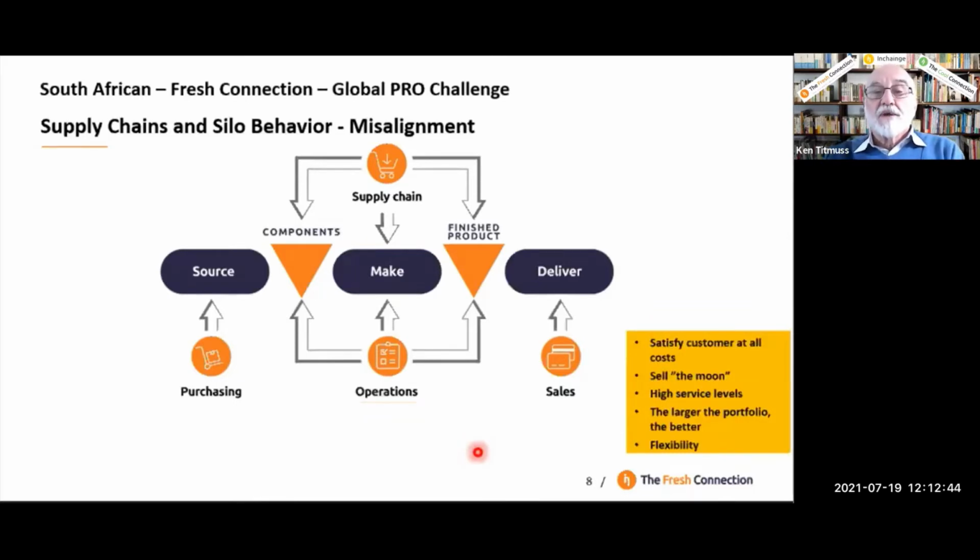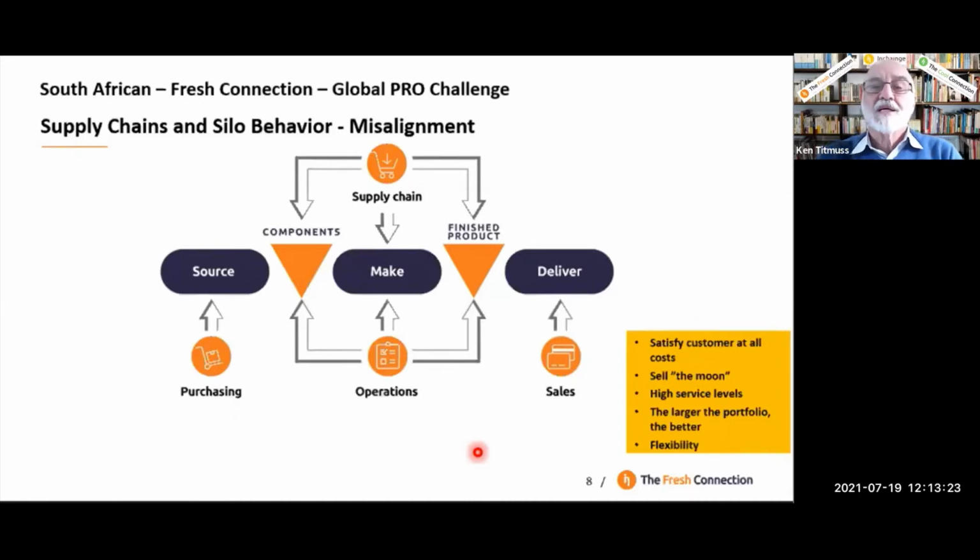On the sales side, we have to satisfy the customer at all costs. So we give them fantastic things, and can we actually deliver? And we find a lot in the Fesh Connection, one of the first things you have to focus on is delivering what you promise, and that's very important. So sales is looking for high service levels. They're looking for the larger portfolio, the better. They're looking for a lot of flexibility, but is the strategy in the rest of our business going to support that? What about the supply chain itself?